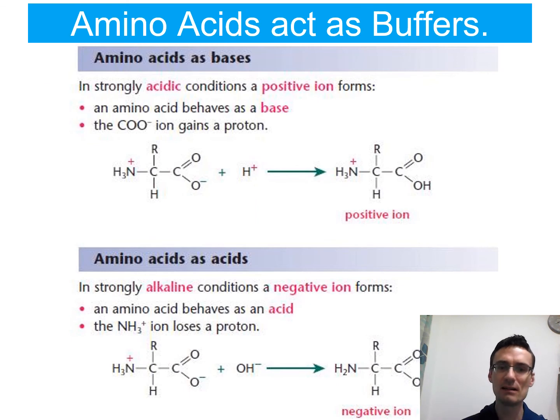Last few bits then, amino acids can act as buffers. So buffers are things that can resist slight changes in pH. So amino acids can act as bases when they're put in acids, and the reason they'll act as a base is because the COO group will happily gain a hydrogen. So you see on this initial one there's no hydrogen, then it will gain a hydrogen to become a base. They can also act as acids because they will lose protons in order to act as acids as well.